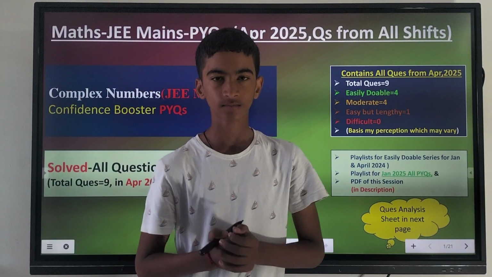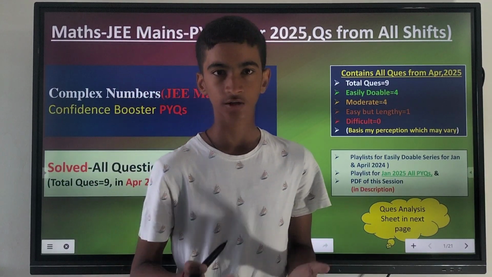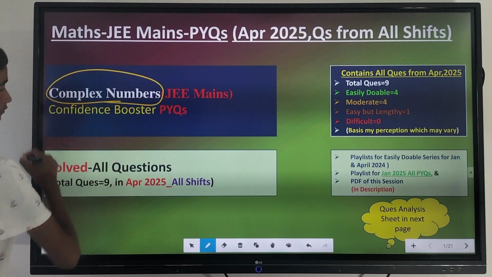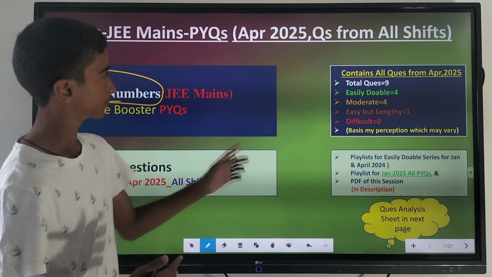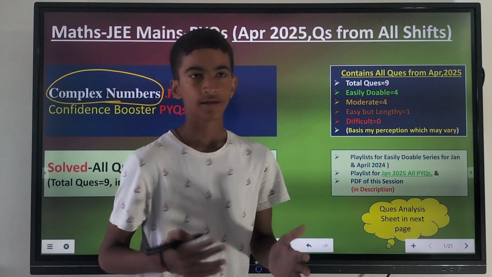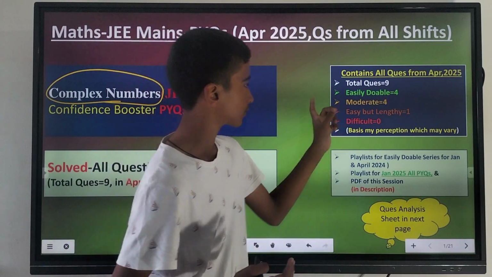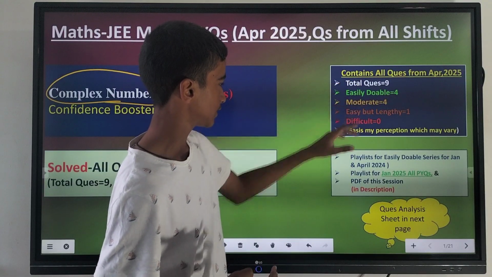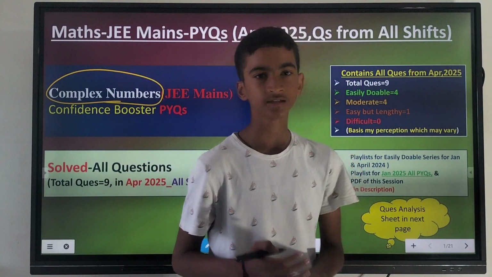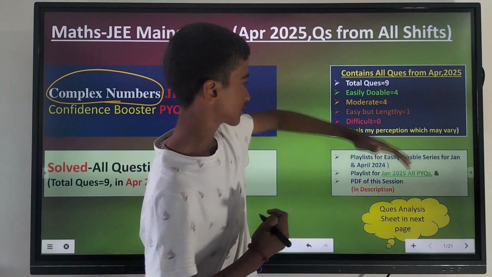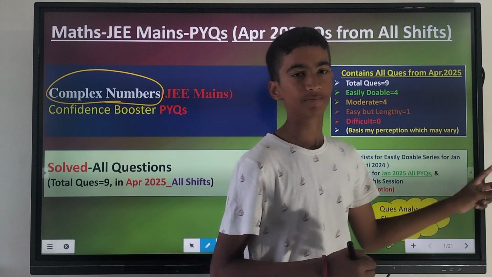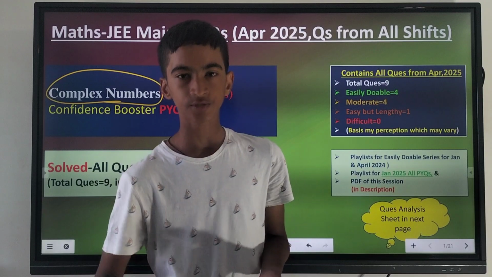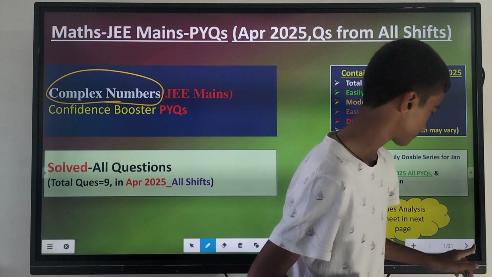Hi all, welcome back. So today we will solve questions from complex numbers which came in different shifts of April 2025 attempt. In complex numbers we have total 9 questions, out of which 4 are easily doable, 4 are moderate and 1 is easy but lengthy, which we are going to solve. This difficulty level is basis my perception, which may be different for others. So let's move on to our first question.